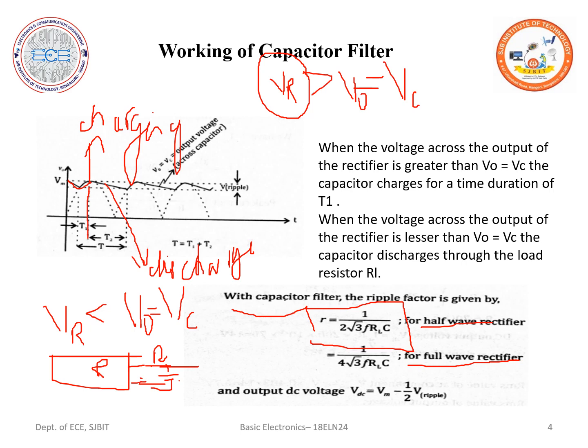Now after the ripple factor, it is very much needed to calculate the DC voltage, that is the output DC voltage. We know a capacitor is also going to provide the DC voltage. So what is the output DC voltage? The output DC voltage is given by VDC is equal to Vm minus 1 by 2 V of ripple, where the ripple is nothing but my AC voltage. So I can represent my VDC as Vm minus half into V of ripple.